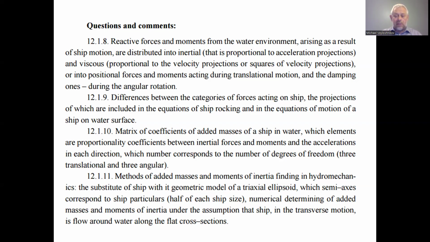But it could be the numerical method too. The assumption of this method is that we consider the water flow around definite cross sections of the ship case. So we divide the ship case into cross sections, and assuming that we can consider the ship as a segment of a geometric model of a triaxial ellipsoid, we use mathematical methods to find the added masses of the water.